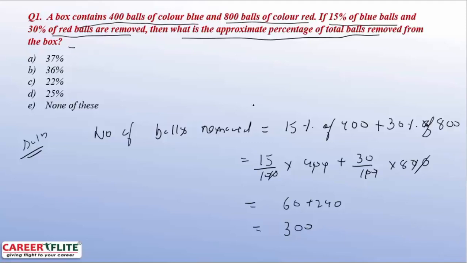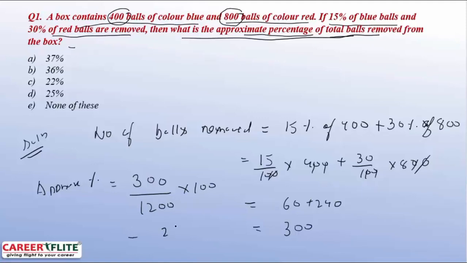300 is the total number of balls removed. So here it is asked, what is the approximate percentage of total balls removed? The number of balls removed is 300. What is the total number of balls? It will be 800 plus 400, that is 1200. 300 by 1200 into 100 will be 25%. So the correct answer will be 25%.